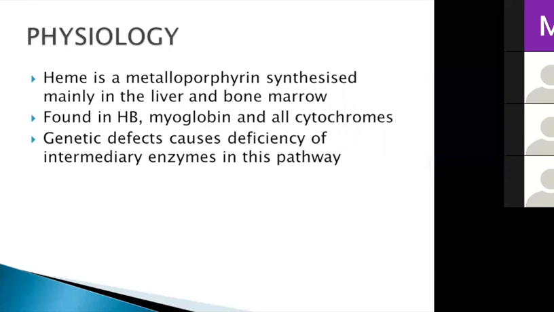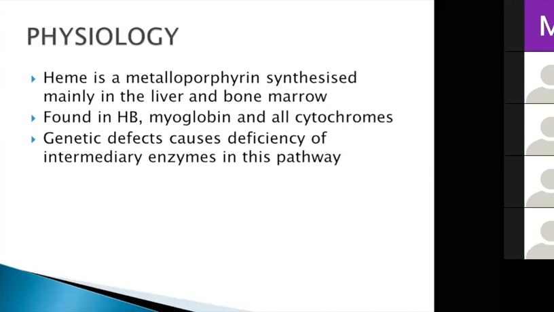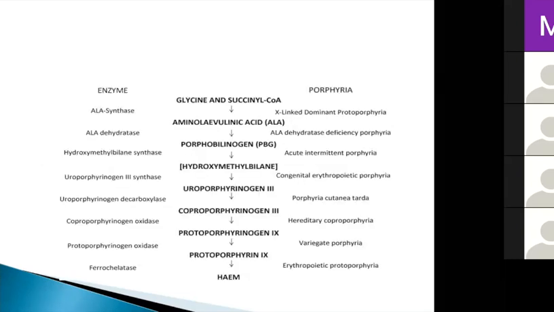In terms of physiology, heme is a metalloporphyrin which is synthesized mainly in the liver and bone marrow. It is found in hemoglobin, myoglobin, and all cytochrome enzymes. Remember, hemoglobin is made up of 4 globin chains, which are surrounded by heme molecules, and each heme molecule has a porphyrin ring and an iron in its center. So genetic defects cause deficiency of enzymes which participate in this pathway. So this is the pathway.